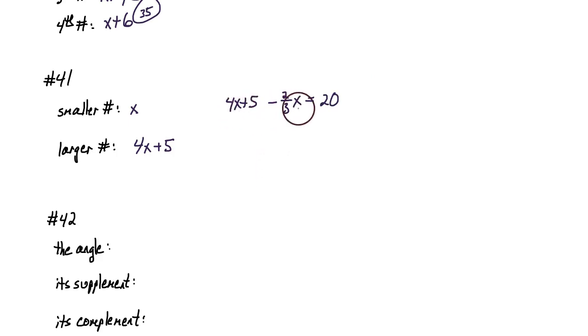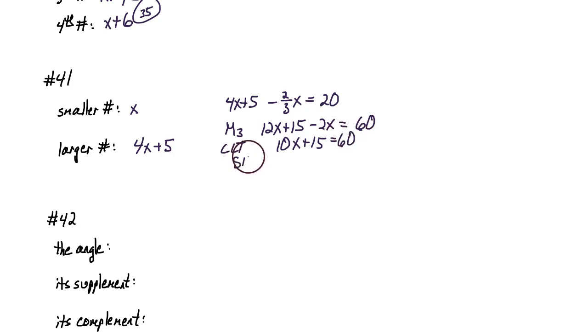We could combine the x terms right now, but before we do that, I'm going to multiply by 3 to get rid of the fraction. 4x times 3 is 12x. 5 times 3 is 15. When you cancel the 3 there, you get negative 2x, and then equals 60. Now combine like terms. 12x minus 2x is 10x, plus 15 equals 60. Subtract 15 from both sides. 10x equals 45. And divide by 10. So x equals 4.5.